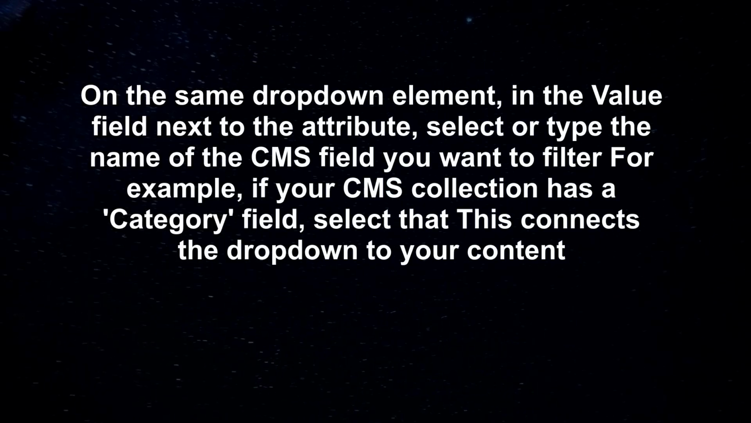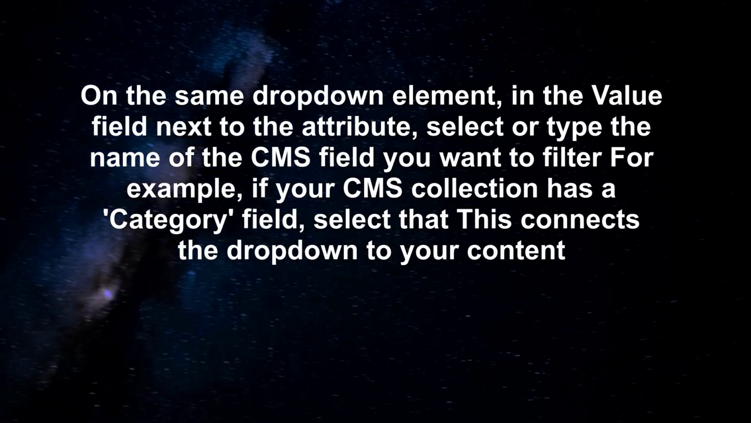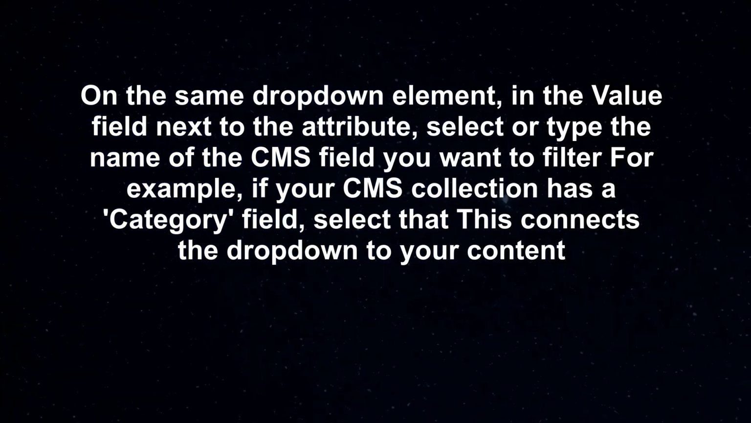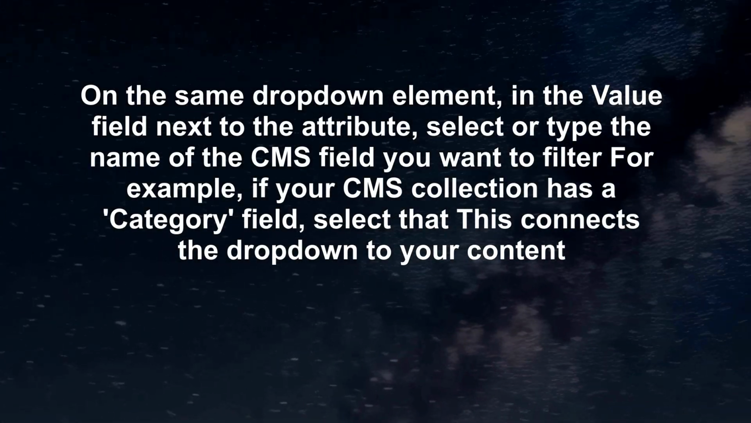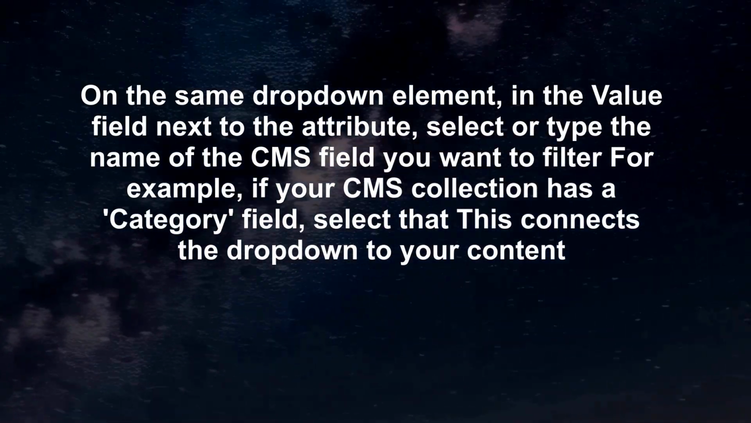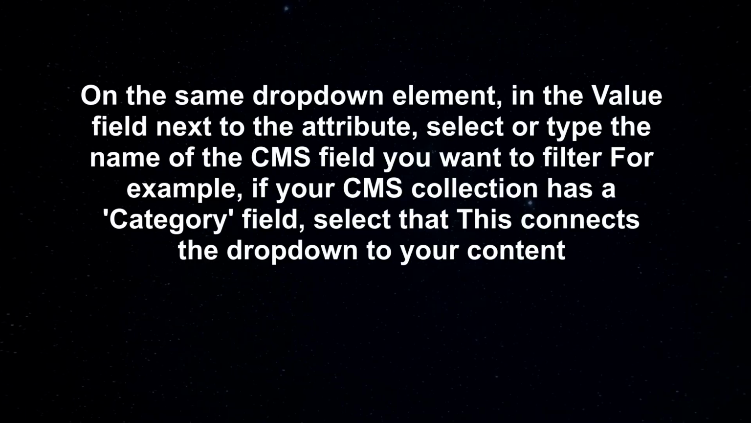On the same dropdown element, in the value field next to the attribute, select or type the name of the CMS field you want to filter. For example, if your CMS collection has a category field, select that. This connects the dropdown to your content.